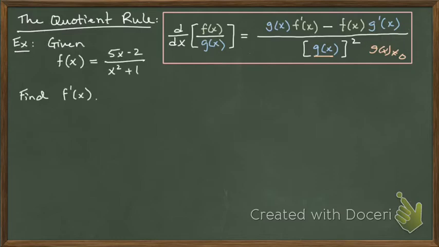Given some function, f of x is 5x minus 2 divided by x squared plus 1, I want to find f prime of x. I'm going to take the derivative of this quotient, and I've got two functions. I've kind of double used f of x there, so forgive me, I'm abusing some notation. But in the numerator, I've got a function of x. The denominator is a different function of x. So to take the derivative of that, I definitely need the quotient rule.